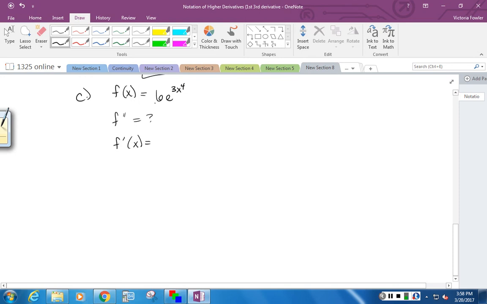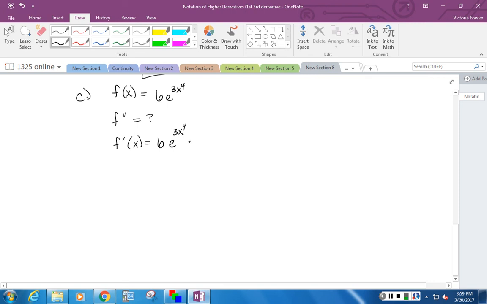So f prime of x, I'm using the constant rule, where I'm going to maintain that 6. And then I'm going to take the derivative of e to the 3x to the 4th. So I'm going to first rewrite our 3x to the 4th. And then, because the derivative of e to the x is just e to the x, you take the overall derivative, and then it's applying chain rule, which says let's multiply by the derivative of what's considered our inside function. So what we've done is we've replaced what's usually an x up here with this 3x to the 4th.